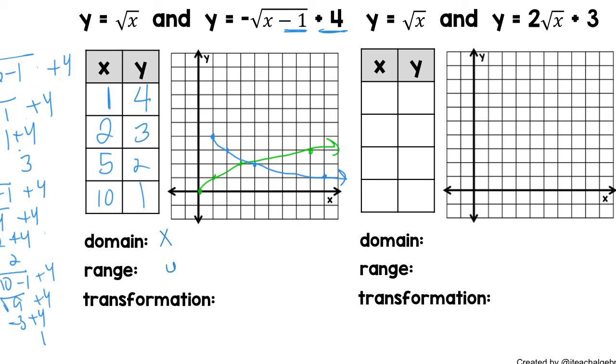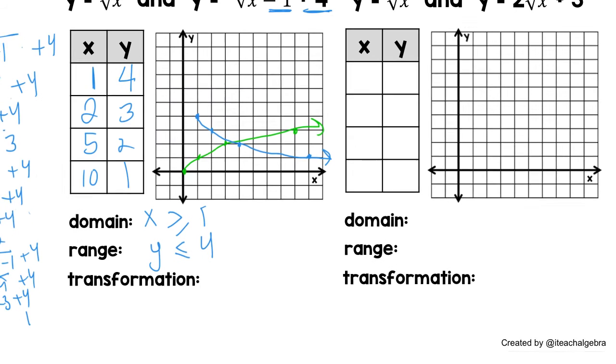Our domain, x and y, first 2 numbers in our columns. Let's check out how they change. X goes from 1 to 2. That's going up, so that's greater than or equal. Y goes from 4 to 3. That's down. So that means instead of going up and greater than, it's less than or equal.